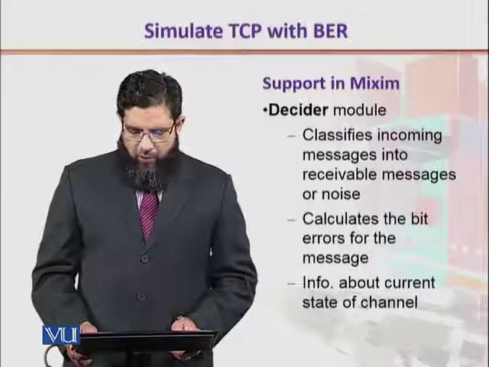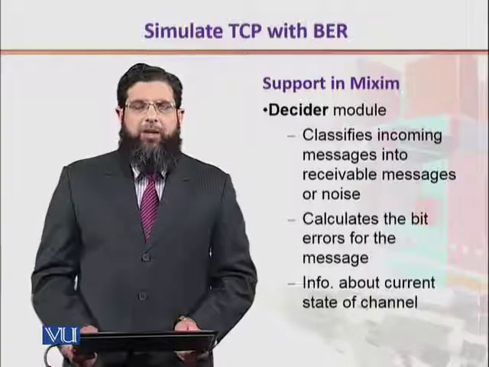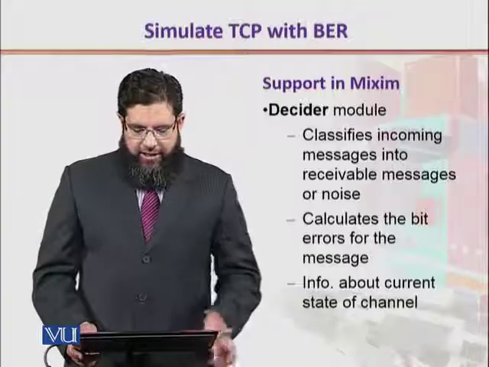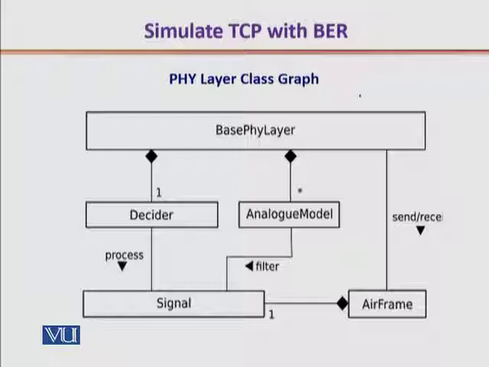The decider module also provides information about the current state of the channel, represented through bit error rate and packet error rate. The physical layer class graph for MiXiM is shown here. On the left center, you can see the decider module. It takes frames from the air, from the wireless interface, and it determines if it is a valid signal, that is a message, or mere noise. And on the basis of it, it carries out other processes.